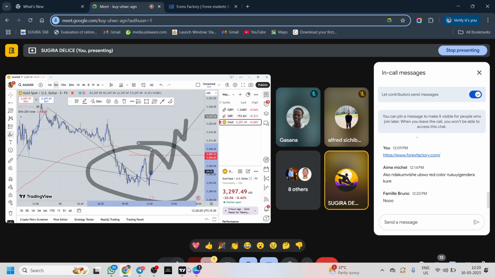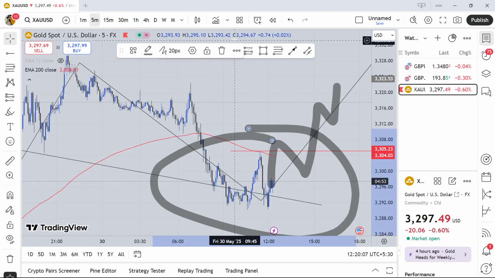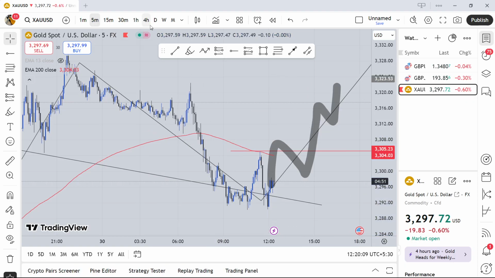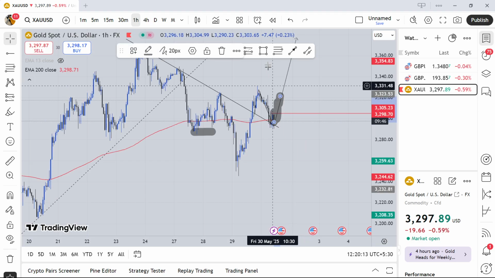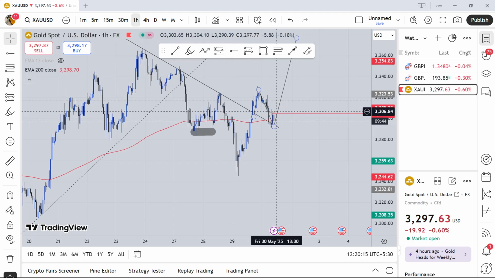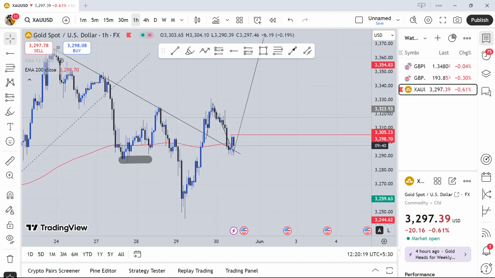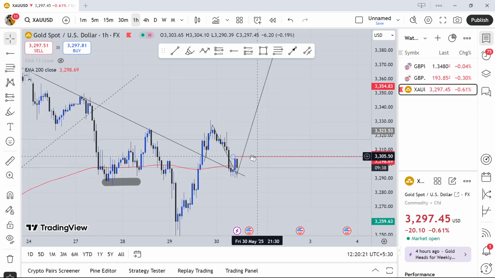For me to just enter in a trade, you can see that in the higher time frame, in the 1 hour time frame, I want to make sure that the market at least breaks this level. For me, closes above this level, for me to confirm that it's a clear rejection.